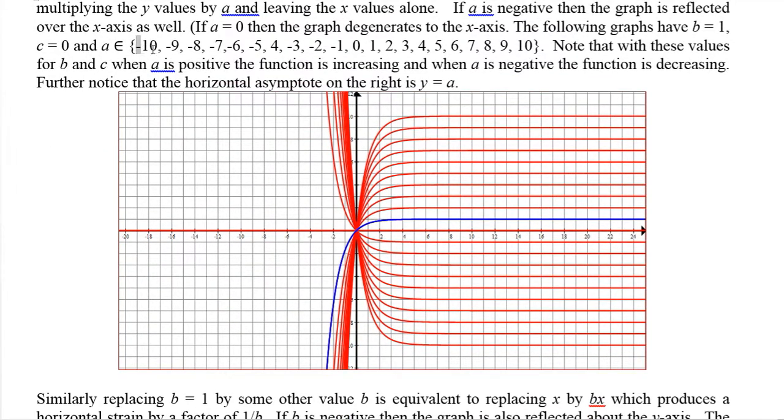I'm looking at these values for a, -10 to 10 going up by 1s, or the ones that I have graphed. And the way this works here, -10 is the one here, so it's -10, -9, -8, -7, -6, -5, -4, -3, -2, -1, 0, 1, 2, 3, 4, 5, 6, 7, 8, 9, 10 for the value of a. And all of these have b as 1 and c as 0. So you kind of get an idea of what a does to the graph.